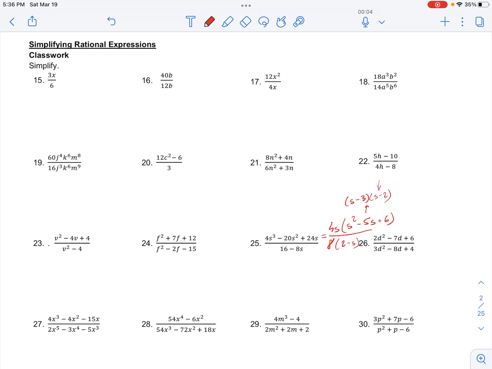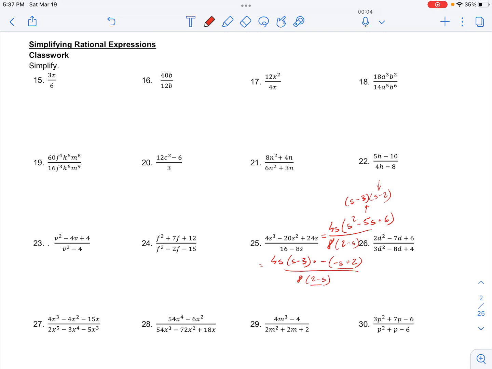where we can pull out a negative from s minus 2. So if we do that, we can rewrite this expression as 4s times s minus 3 times a negative s plus 2, I'm just pulling out a negative from the parentheses, over 8 times 2 minus s. And now we can cross out this negative s plus 2 and 2 minus s, where you can just use the commutative property to switch them around to see that they're the same.